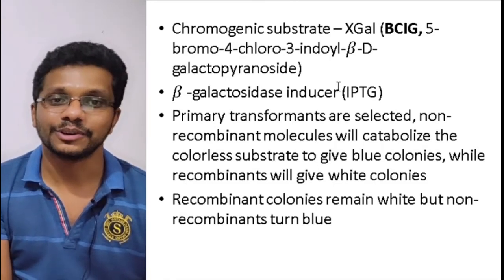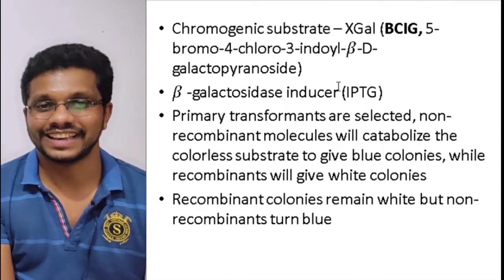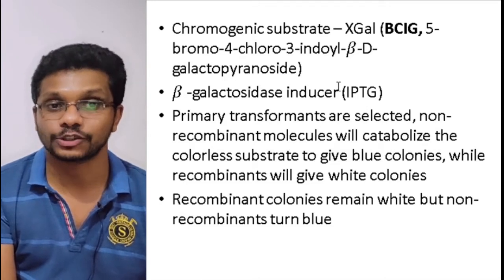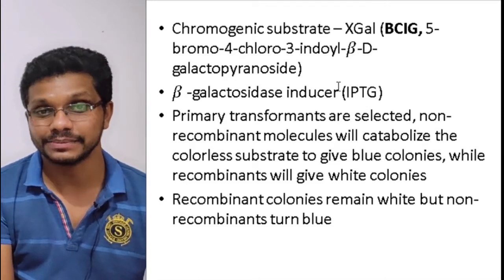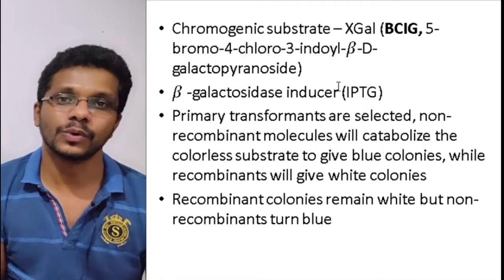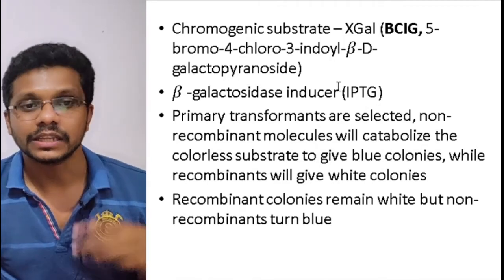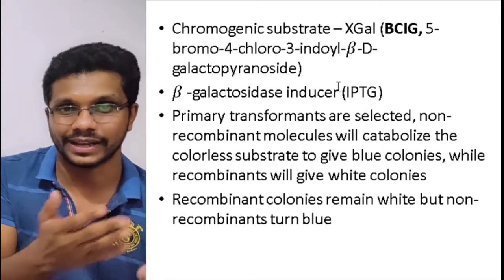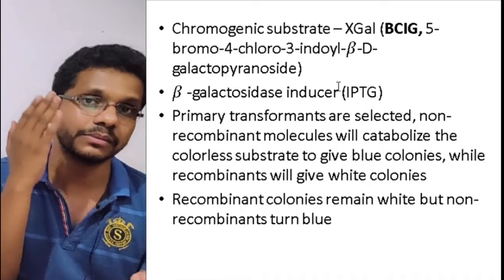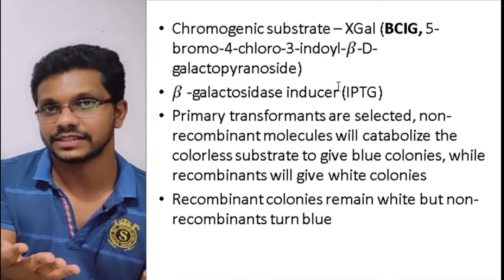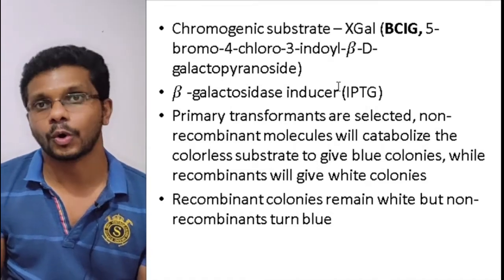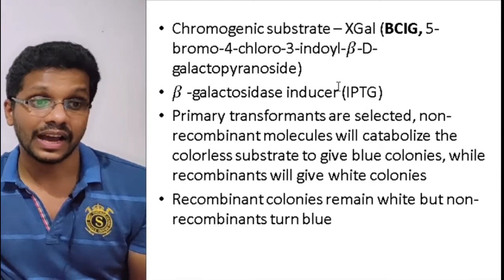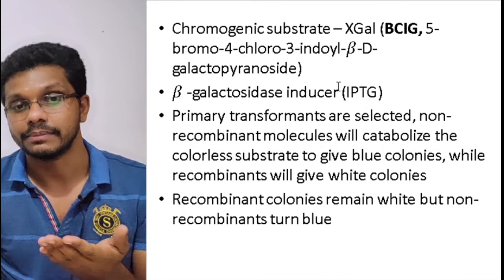The full form of X-gal is actually 5-bromo 4-chloro 3-indolyl beta D galactopyranoside. So that's abbreviated as BCIG or simply X-gal. X-gal is the substrate for beta galactosidase. The peculiarity of X-gal is that beta galactosidase will cleave it into a colored compound. X-gal is a colorless compound. Once it is broken with the help of beta galactosidase, it will produce a blue colored compound. So the cells producing beta galactosidase will appear blue, and those which do not produce it will be colorless.